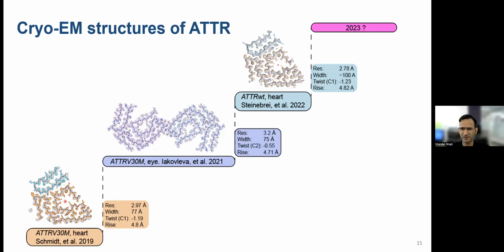The third structure, which came out in 2022, is from ATTR wild type, again deposited in the heart. By that time our lab was also working on solving structures. We started with ATTR wild type, and we tried to use multiple patients just to map whether there is any variation from patient to patient, or any structural polymorphism when it comes to ATTR wild type amyloid structure.